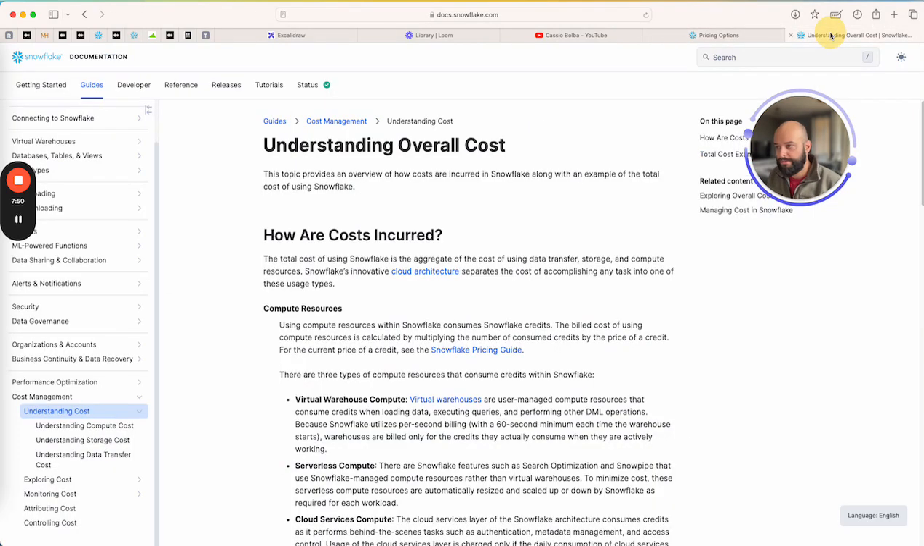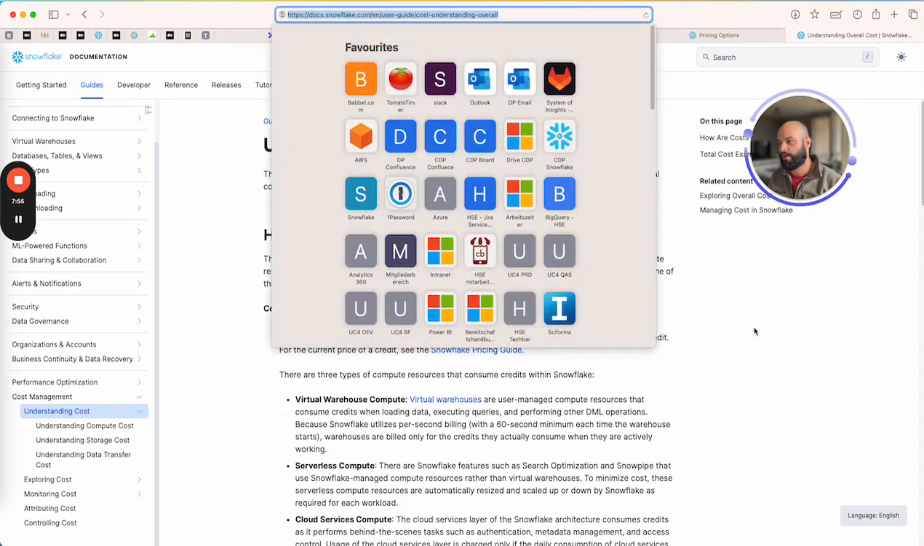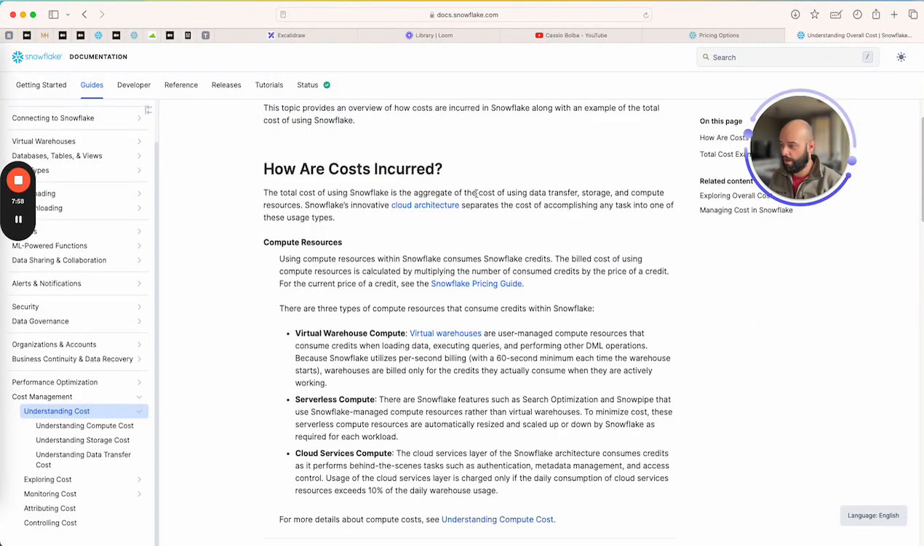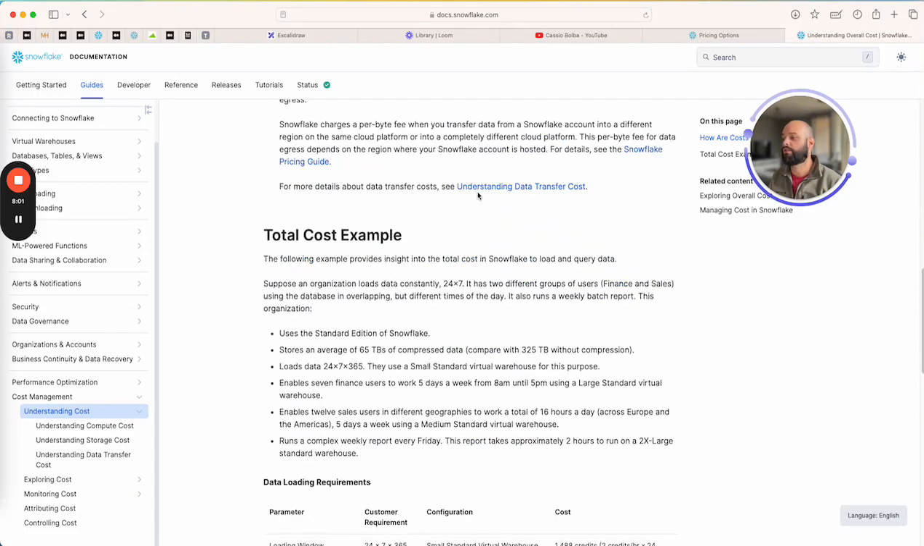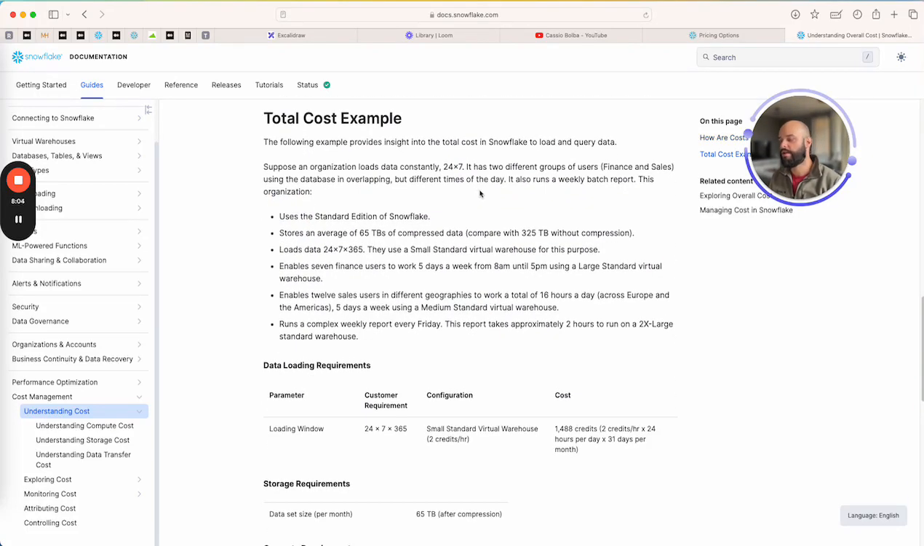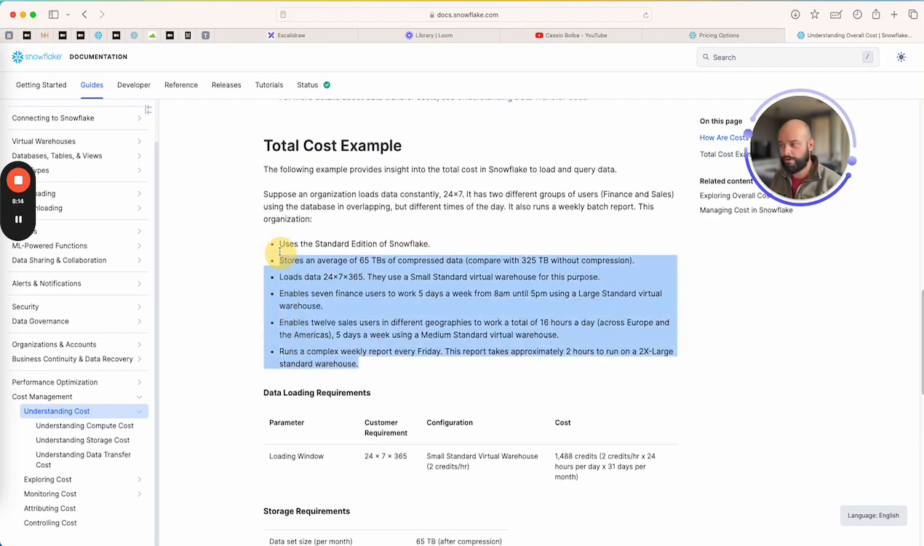And what else do we have here? I like this example, on this page under understanding the overall cost of Snowflake. On the bottom, in the middle of the page, there is a total cost example. And I think this is where you should read more carefully and understand a bit better. There is nothing much more than what we haven't talked about, but for example, there are requirements for a company. So the company uses Standard Edition, and they plan to use 65 TB of compressed data compared to the 325 of uncompressed data, okay.